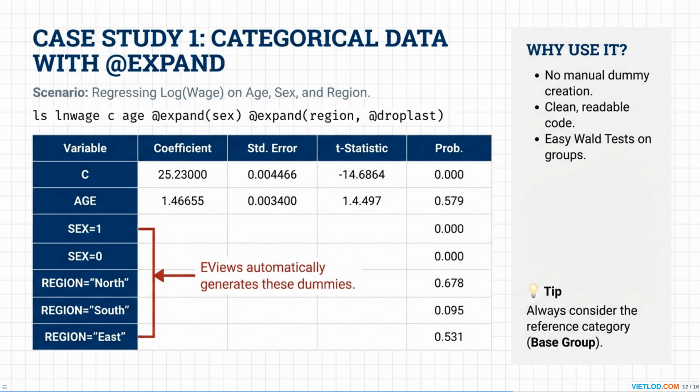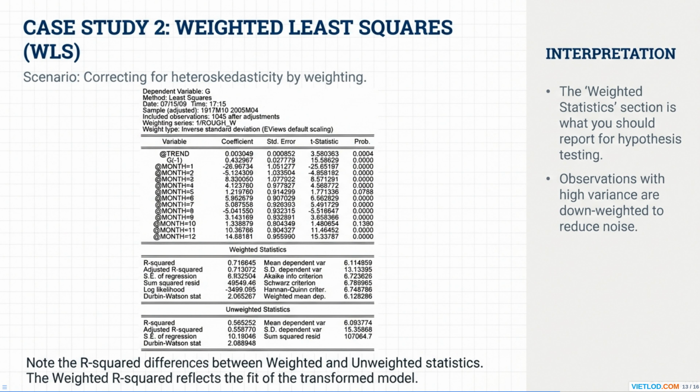As you can see in the output, EViews automatically generates the dummy variables like sex equals 1 and region equals north. This makes the code clean, readable, and less prone to errors. A key benefit of this approach is that it makes it very easy to perform Wald tests on groups of coefficients, for example, to test if all the region dummies are jointly equal to 0. In the results, the coefficient for sex equals 1 would represent the wage differential for that group compared to the reference group, sex equals 0, holding age and region constant. It's crucial to always be aware of your base group when interpreting the results.